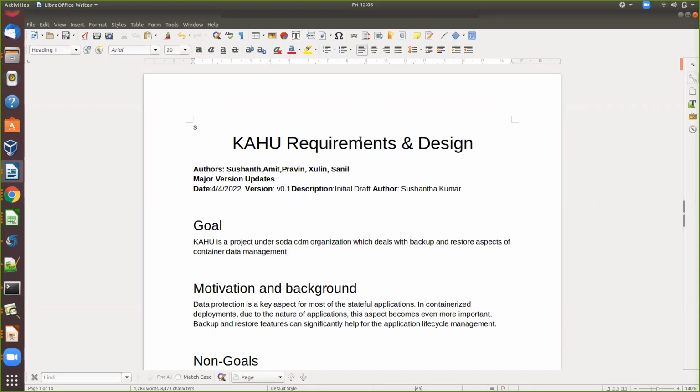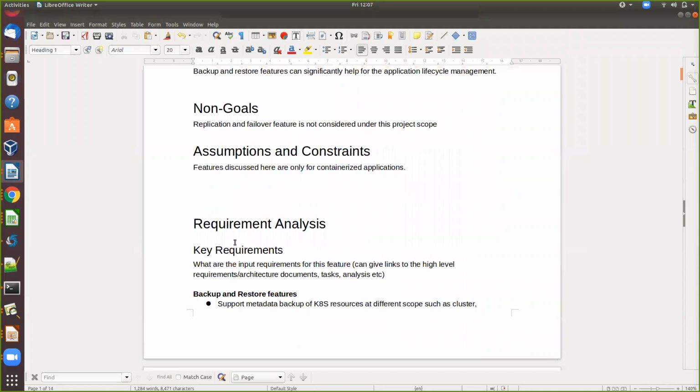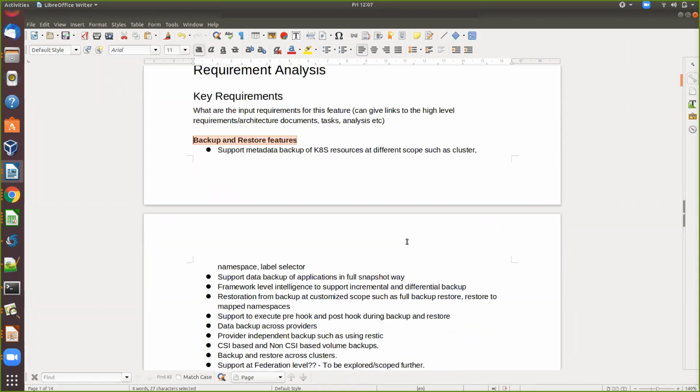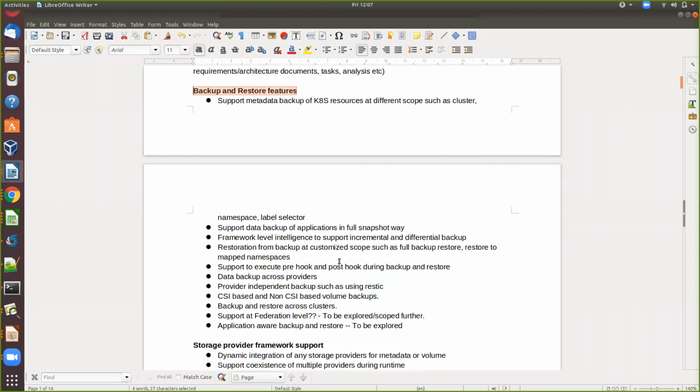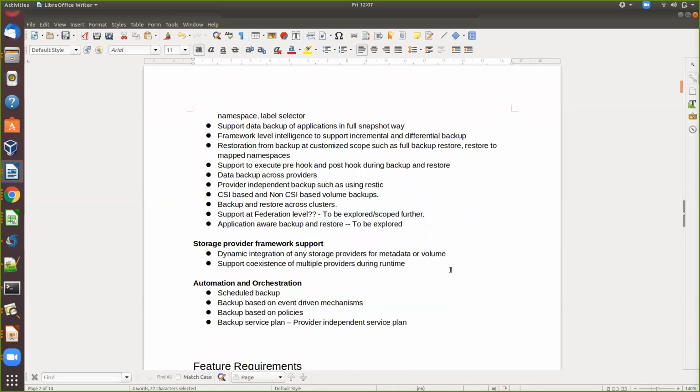Last time when we discussed, we had just gone through the high level requirements from this requirement and design document. Some of the key goals with respect to Kahoot are, one, providing the key feature, that is backup and restore. Another was having a provider framework wherein any third party providers, with their capabilities, can hook into our system and help us realize those features. And third is some kind of orchestration and automation on top of these base things. So these were pretty much our key goals, and we have been trying to identify and refine these goals through our explorations.